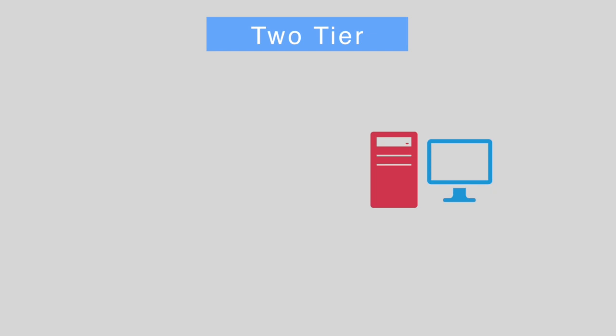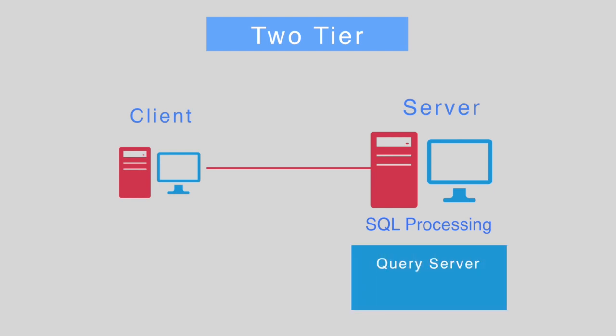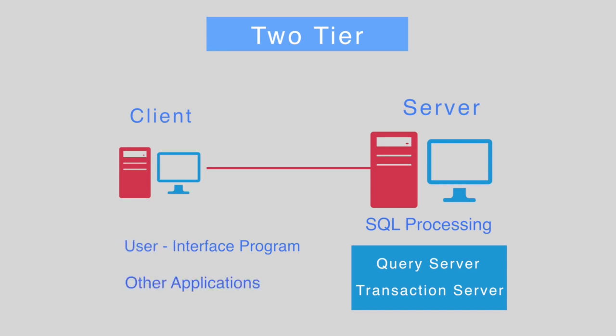In 2-tier client-server architecture, client and server act as 2 tiers. For most of the DBMSs, SQL is the standard language. The query and transaction functionality related to SQL processing lives on the server side, so the server can also be called a query server or transaction server. The user interface programs and the other application programs can run on the client side.